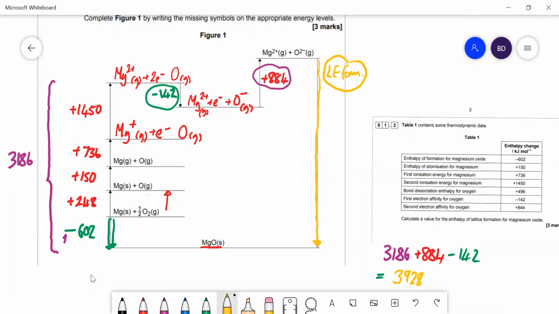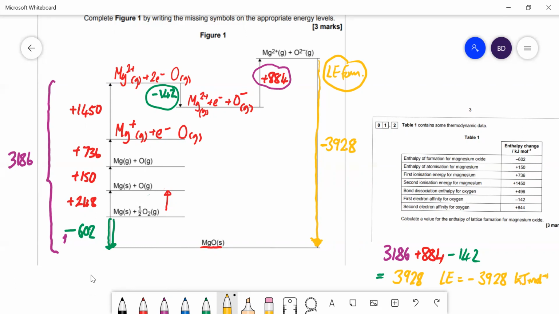Okay, so that number is 3,928, and we have to think, what sign is it? It's asking us for the lattice enthalpy of formation, so the arrow is going to be going down. Whenever you go down, that is a negative sign, because it's exothermic. So the answer, the lattice enthalpy, is equal to minus 3,928 kilojoules per mole, which is a very big, strong lattice enthalpy.